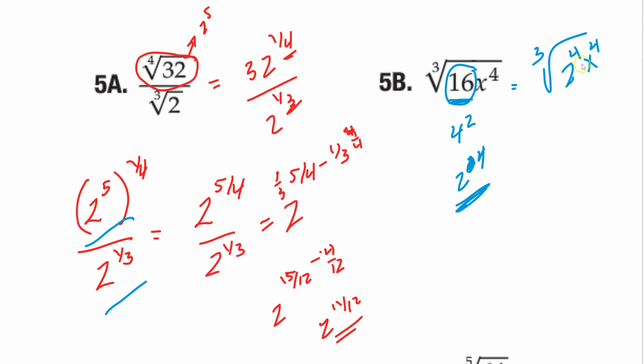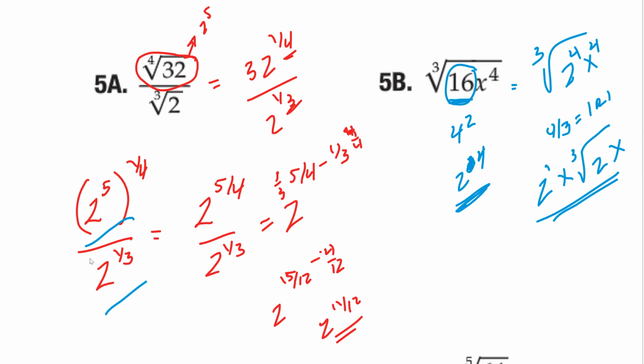Remember the way we do this? You divide the powers. 4 divided by 3 is 1 remainder 1. So I have one 2 on the outside, one 2 on the inside. Same thing with x to the 4th. 4 divided by 3 is 1 remainder 1. So one x on the outside, one x on the inside.